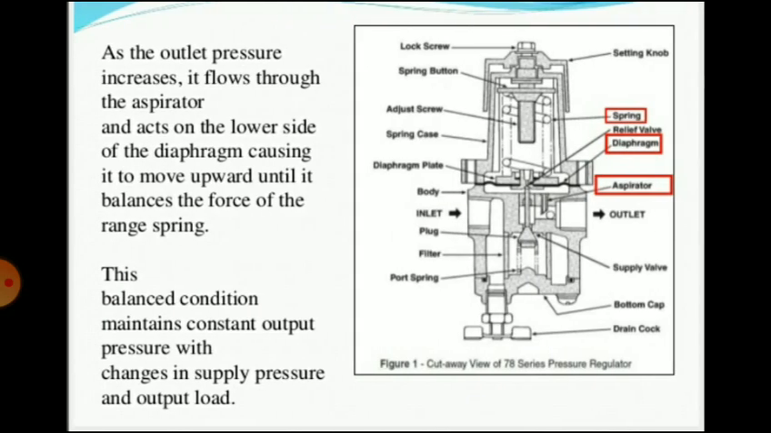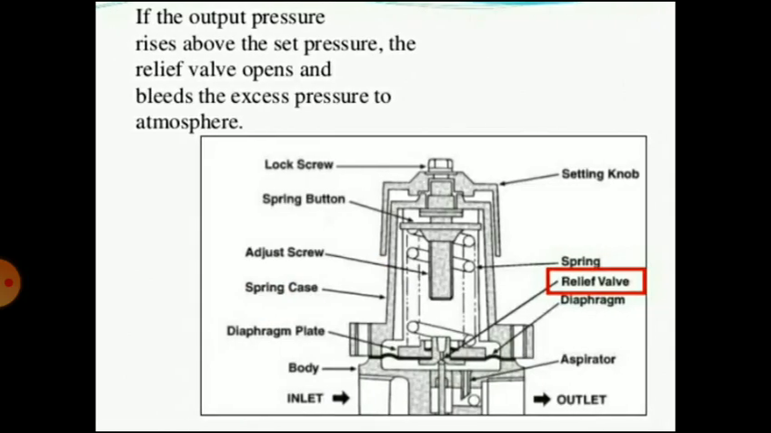So this is a pressure regulator that is shown. As the outlet pressure increases, it flows through the aspirator and acts on the lower side of a diaphragm, causing it to move upward until it balances the force of the range spring. This balanced condition maintains a constant output pressure with changes in supply pressure and output load. In a second diagram, if the output pressure rises above the set pressure, the relief valve opens and bleeds the excess pressure to atmosphere. So this is the working of a pressure regulator.